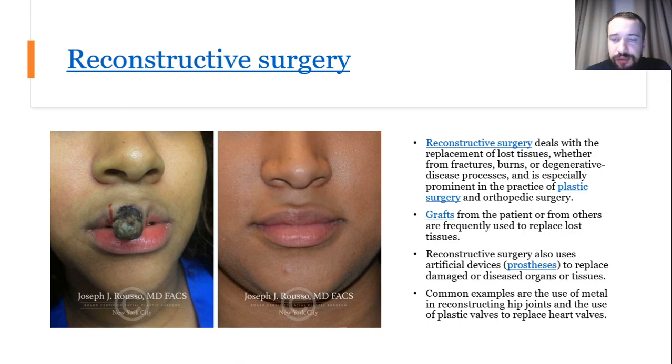and orthopedic surgery. When we're talking about reconstructive surgery, plastic surgery, grafts from the patients or from others are frequently used to replace lost tissues. Reconstructive surgery also uses artificial devices, prosthesis, to replace damaged or diseased organs or tissue. Common examples are the use of metal in reconstruction of hip joints and the use of plastic valves to replace heart valves.